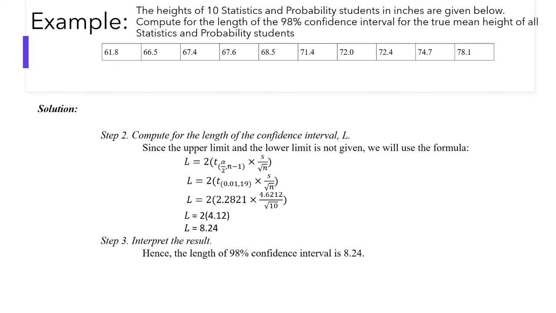Substitute the given. We will now have L is equal to 2 multiplied by 2.821 multiplied by 4.6212 divided by the square root of 10. Simplifying it, we will now have 2 multiplied by 4.12, and the product is 8.24. For the result, the length of the 98% confidence interval is 8.24.